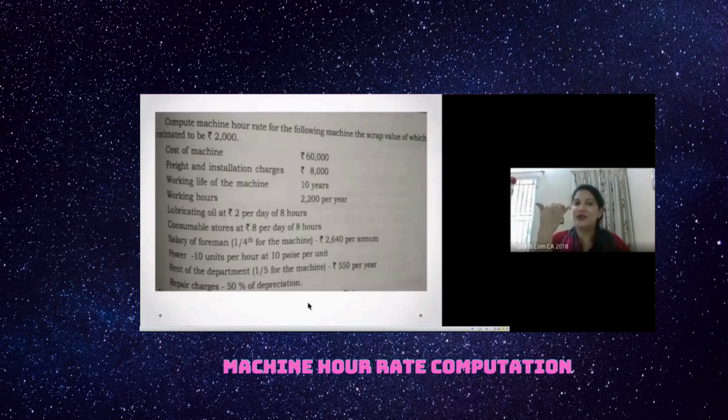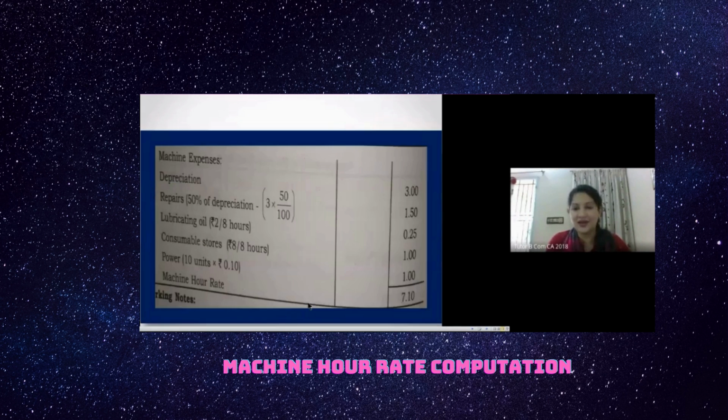So that we will reduce from the total cost of the machine. Same method we have been using in accounting also. So cost of machine plus freight and installation charges minus scrap, which will give us the actual cost of that machine, divided by number of years. We will get the depreciation, which is again converted into per hour. That's all we have done here. We got the value as 3.